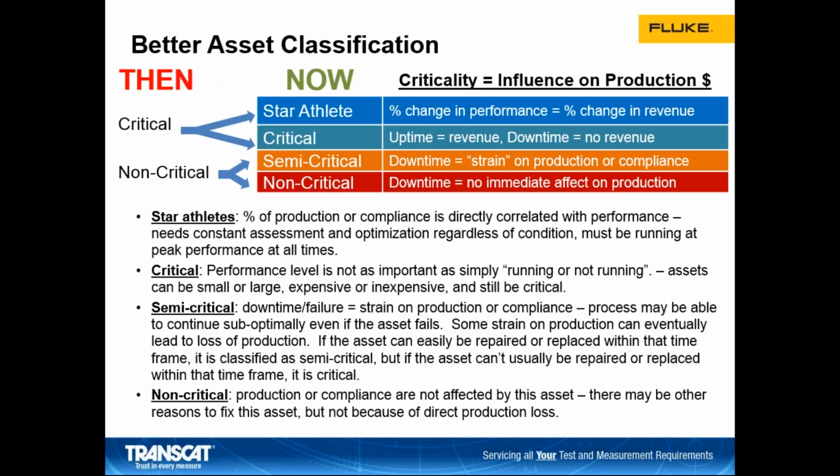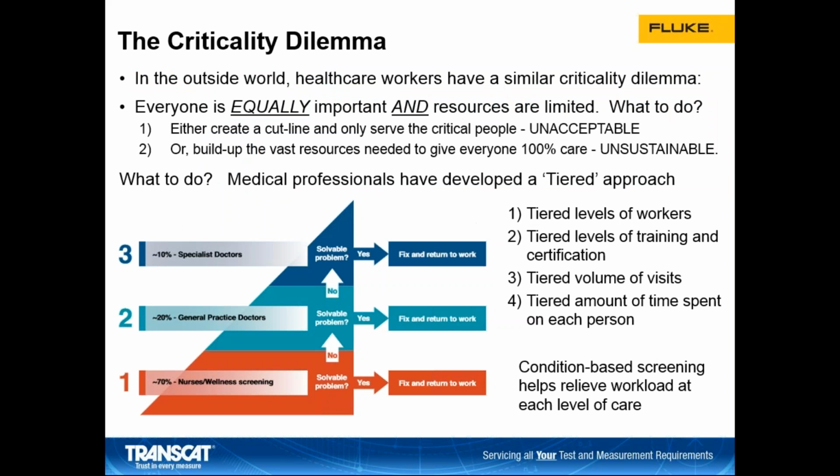With the critical machines, revenue equals uptime. So those are important, but not quite as important as the star athletes. And then you've got semi-critical and non-critical. With semi-critical, even if it isn't that critical, it could put a strain on production. And non-critical, we probably don't have to worry about those machines. If we use these types of groupings and dig a little deeper, we still run into a problem, and that is, everything is critical, and other groups have found that same problem.